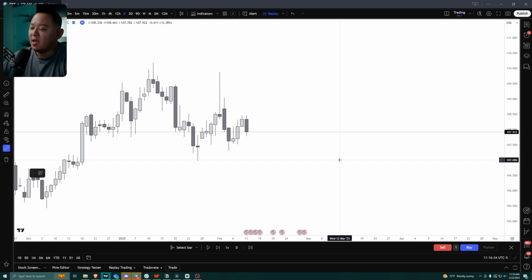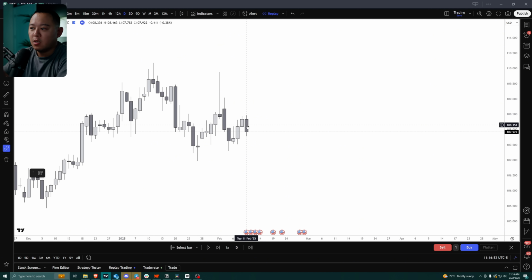So when I'm trying to spot out SMT divergences and how I actually trade them, because not all SMT divergences are going to work the same. Some of them will be strong. The key is you need to have a high time frame draw on liquidity. So breaking down this dollar chart, okay, so this is Tuesday, the 11th of February.